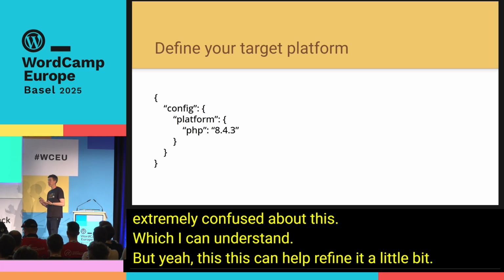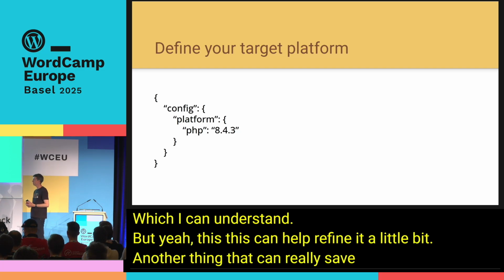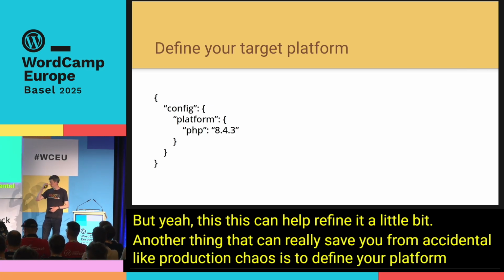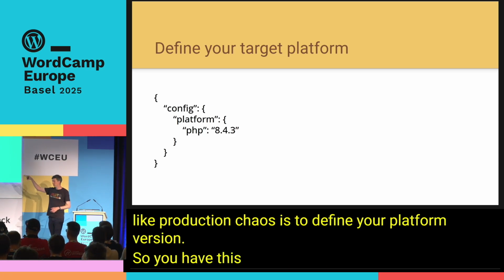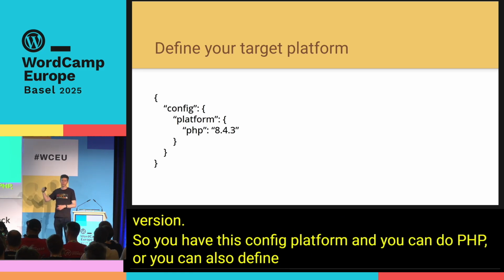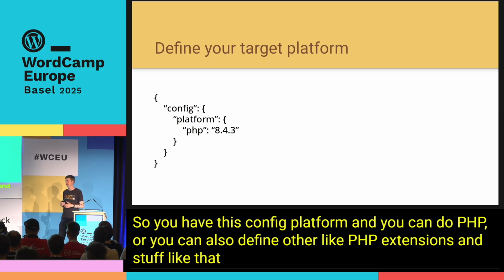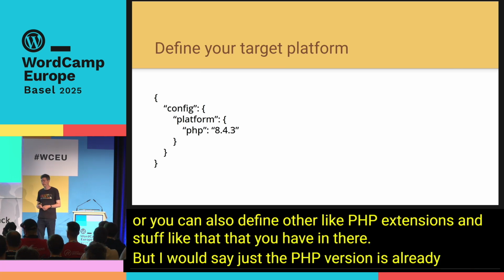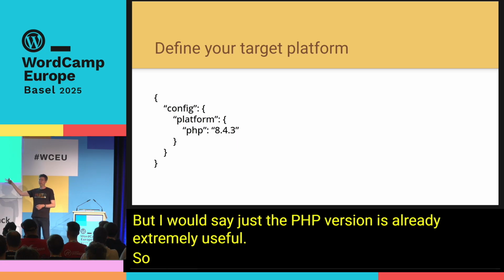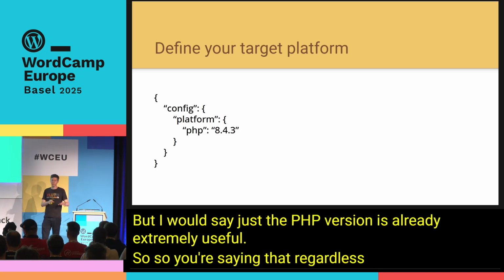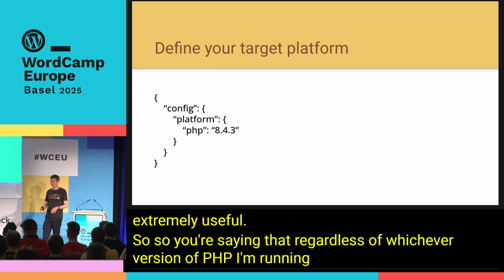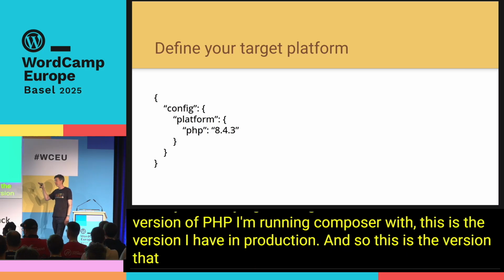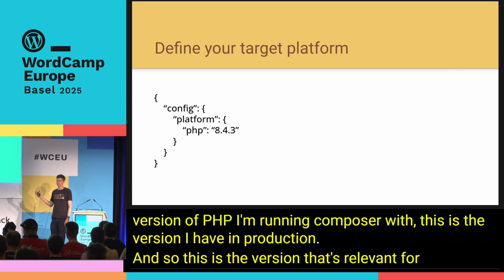Another thing that can really save you from accidental production chaos is to define your platform version. So you have this config platform, and then you can do PHP, or you can also define other things like PHP extensions. But I would say that just the PHP version is already extremely useful. So you're saying that regardless of whichever version of PHP I'm running Composer with, this is the version I have in production. And so this is the version that's relevant for the dependencies.